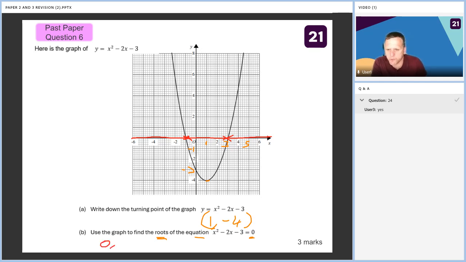So we've got 0 to -1, and we've got 0 and 3. So we can say that x equals -1 or x equals 3. Okay, the 2 points where those cross. Thank you for those answers that come in there.